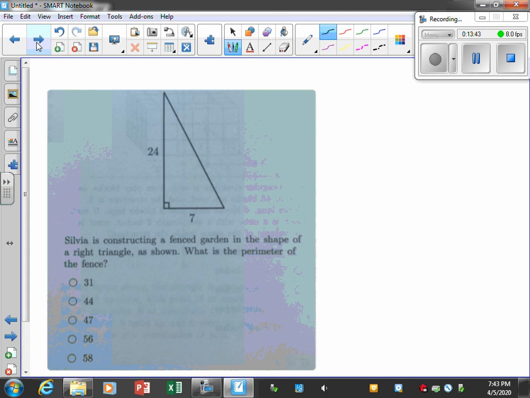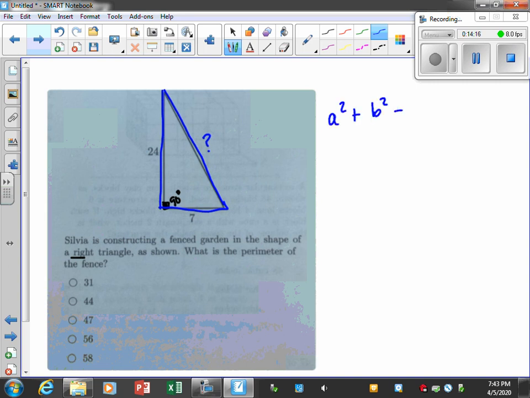Alright, Sylvia is constructing a fenced garden in the shape of a right triangle. Remember I told you that's very important because that means this is guaranteed to be 90 degrees. What's the perimeter of the fence? The perimeter is add up all the sides. Well, I know this side and this side, I don't know this one. So I'm going to have to figure that out. But when you have a right triangle, you can use Pythagorean theorem, which is a squared plus b squared equals c squared.